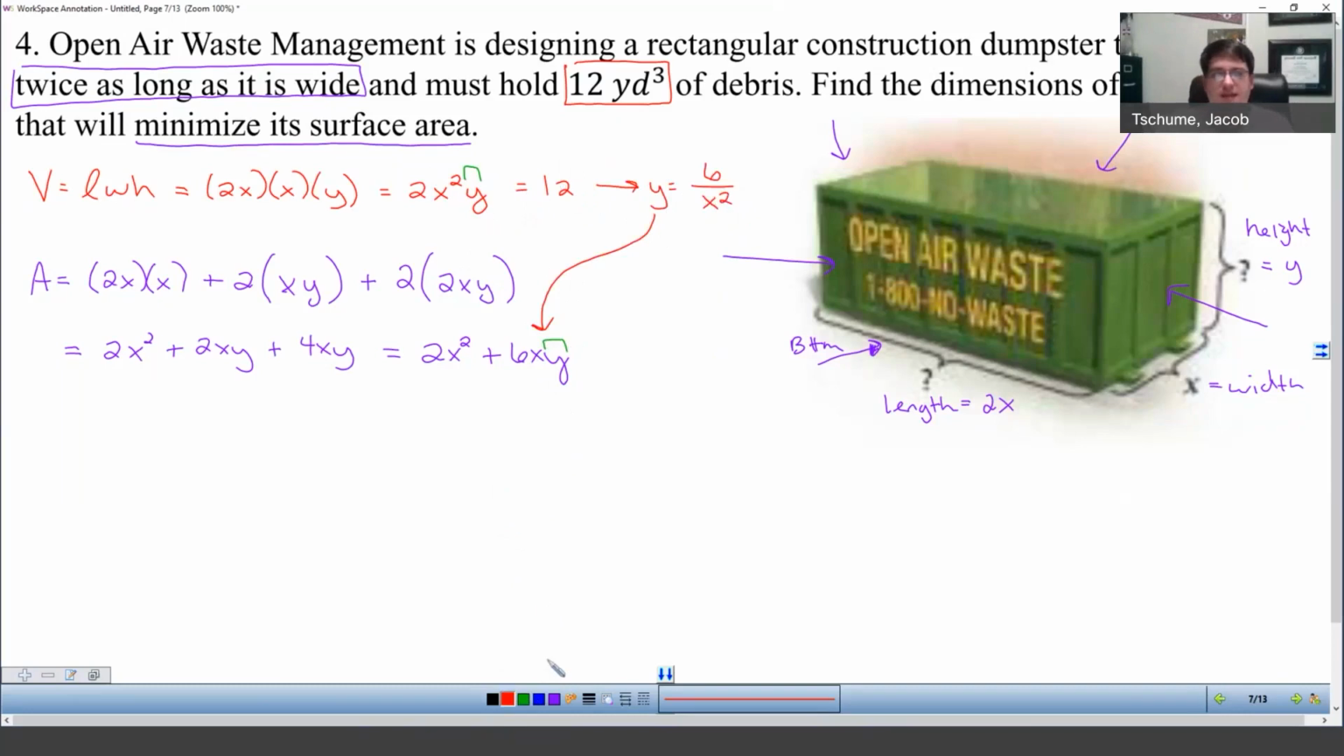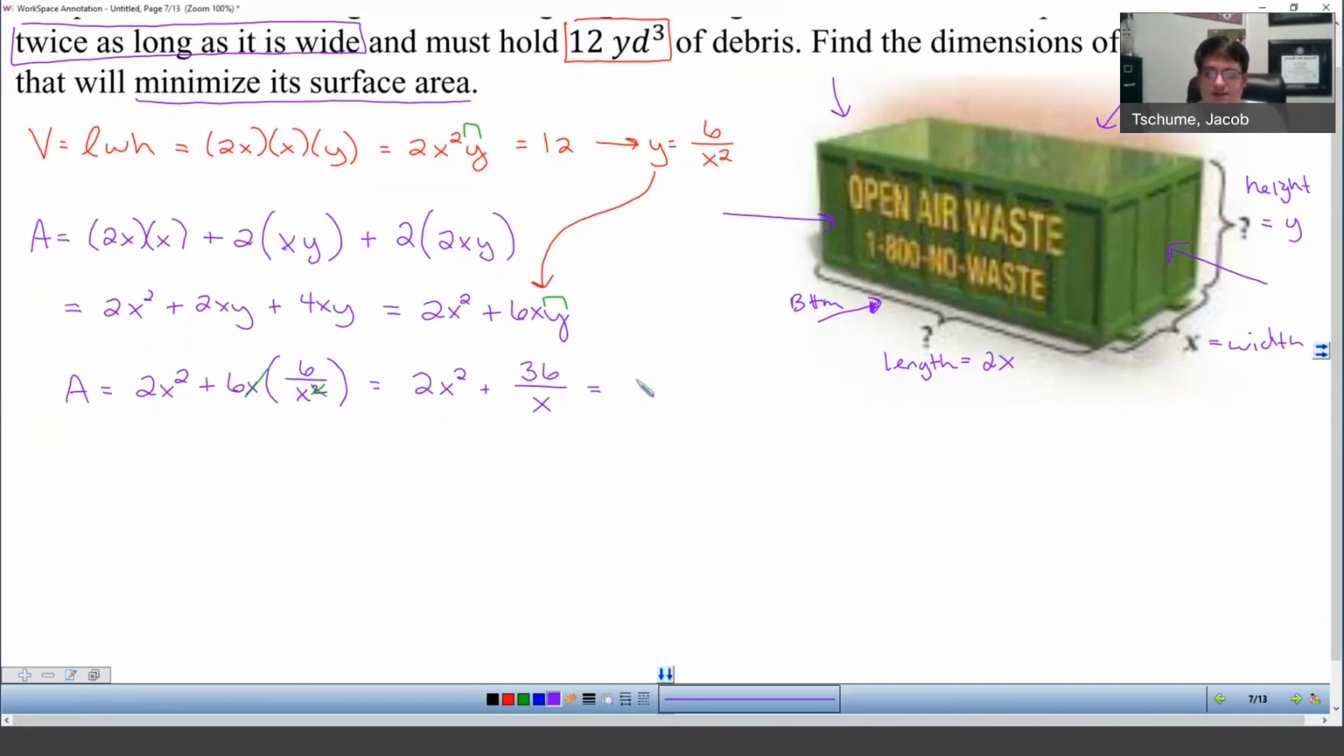I can substitute this in for y, and I will have a new surface area formula. This will be 2x squared plus 6x times 6 over x squared. Simplifying this gives me 2x squared. Let's see. This x cancels one of those x's and gives me 36 over x. This is the formula that I need to take the derivative of to find the critical values. Now, before I do that, I'm going to rewrite this as 2x squared plus 36x to the negative 1 to make the derivative a little bit easier.